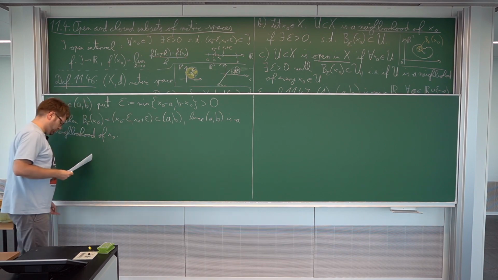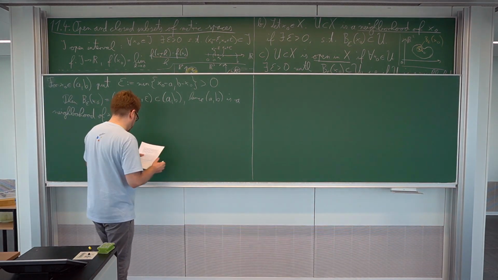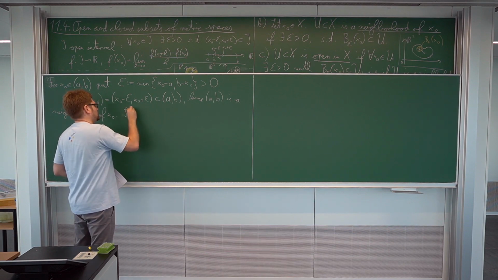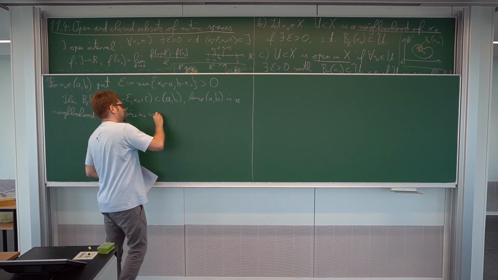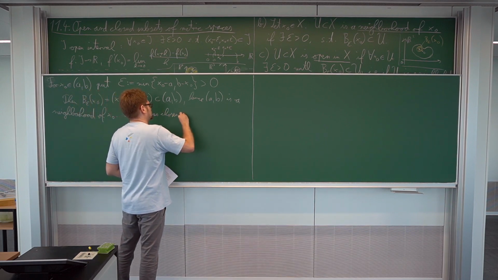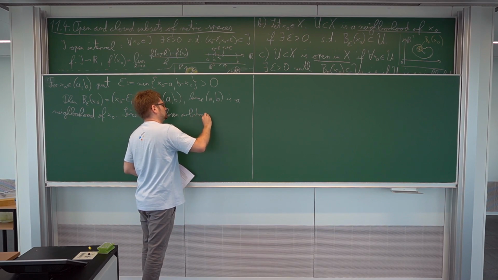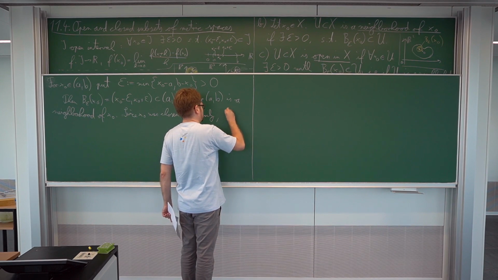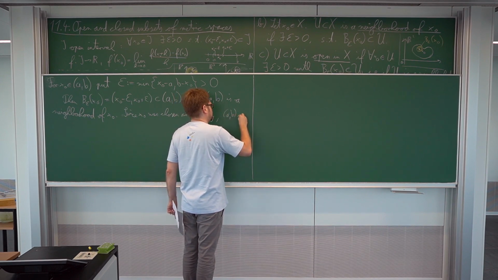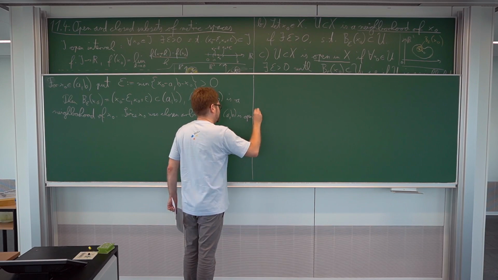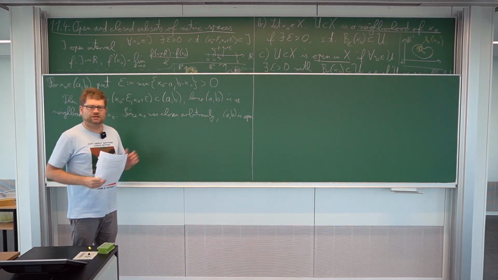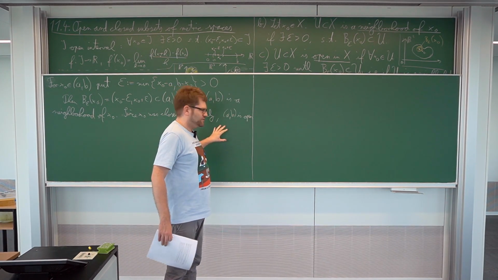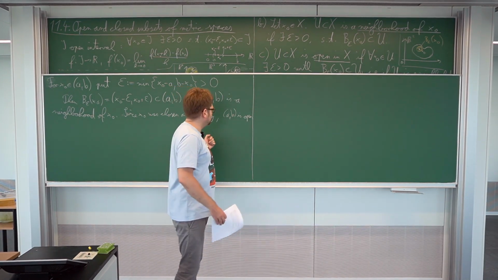A neighborhood of x0. So x0 was chosen arbitrarily, it follows that the open interval is open. So we've proven that with this new definition of openness in metric spaces, open intervals in the old sense are open. So okay, open intervals are open.